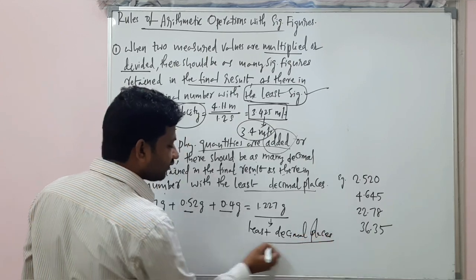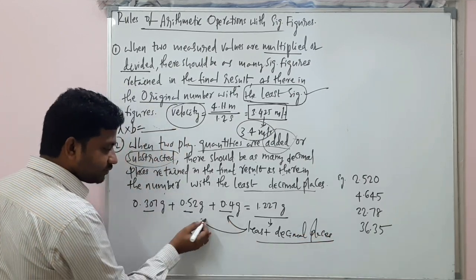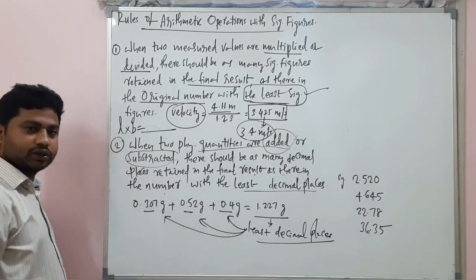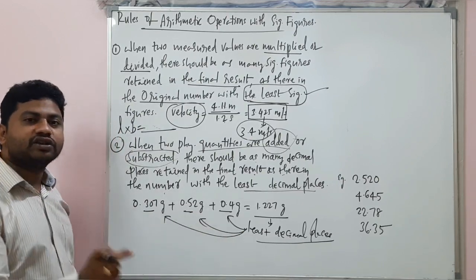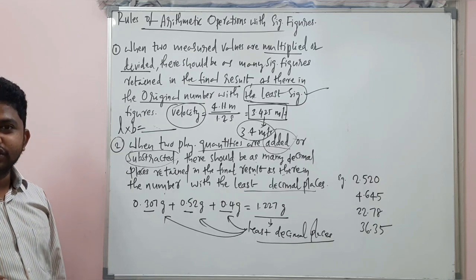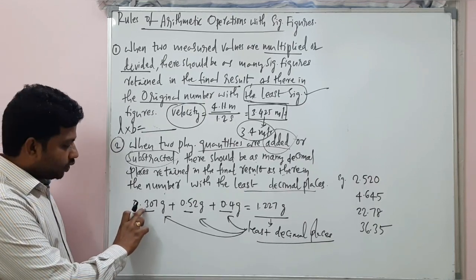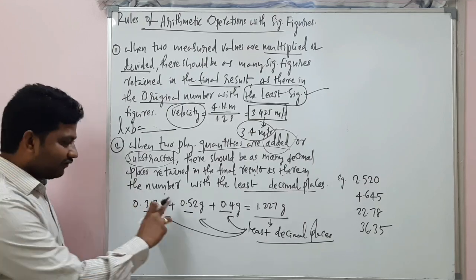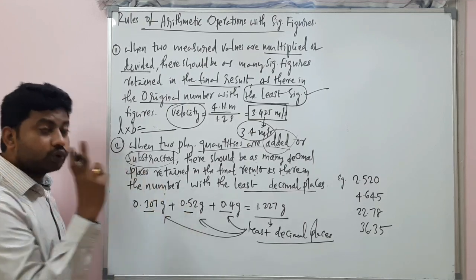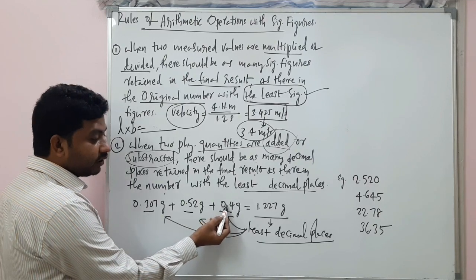Least decimal places of what? Least decimal places from this measurement, from this measurement, from this. Out of these 3 measurements, which measurement is having the least decimal places? Tell me. Here, after the decimal, there are 1, 2, 3 digits. After the decimal, 1, 2, 2 digits. After the decimal, 1 digit.